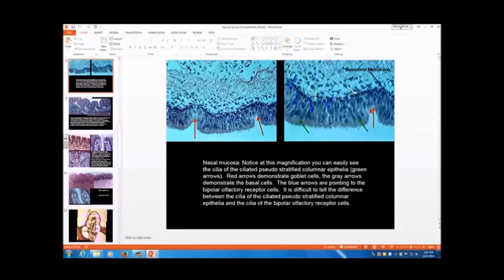So here is the nasal mucosa, okay, and here's the epithelia. For the green arrows, the pseudostratified columnar epithelial arrows. The red arrows demonstrate goblet cells. Gray arrows demonstrate basal cells. Blue arrows are pointing to the bipolar receptors. Okay. So I don't expect you to recognize them individually in the histological prep.